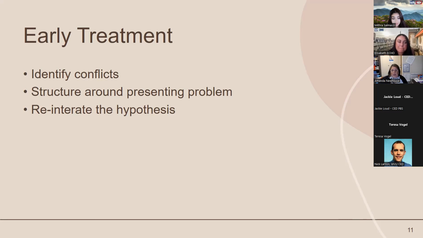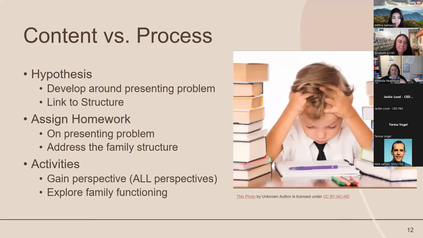And we structure around that presenting problem, but we reiterate that hypothesis that I had told you guys, which links us to the whole family system. And so we look at that content versus process. So we develop the hypothesis around the presenting problem. So maybe it's the aggression in the family or the lying or the stealing or whatever is the presenting problem that they might pick up from the child, but we link it to that whole structure.